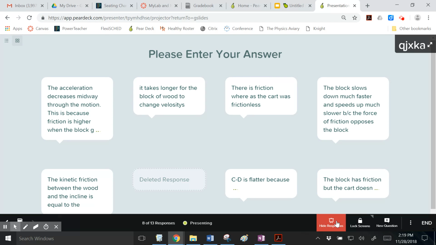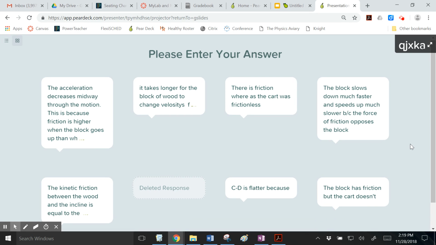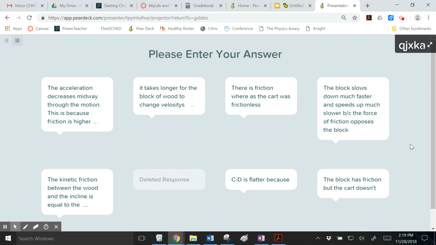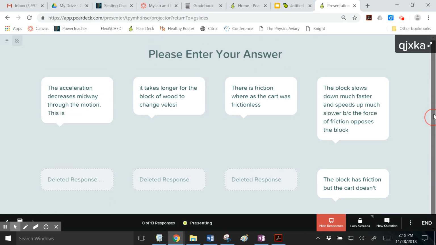Folks are saying the acceleration decreases midway through the motion. This is because friction is higher when the block goes up. It takes longer for the block of wood to change velocities. There's friction, whereas the cart was frictionless. Block slows down much faster and speeds up much slower because the force of friction opposes the block. Block has friction, but the cart doesn't. Okay, so there's friction going on here, yeah?